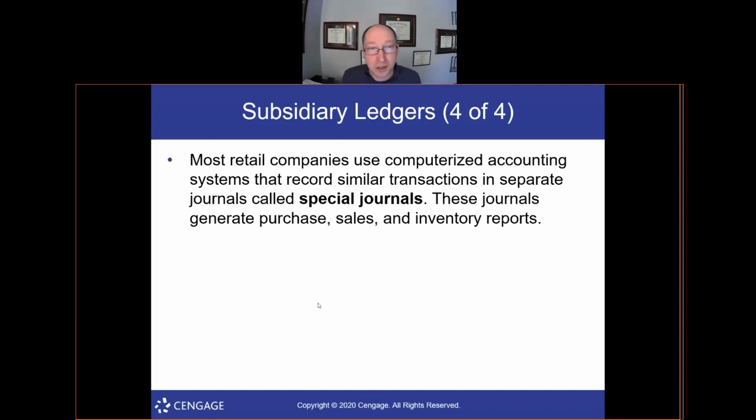Most retail companies use a computer system. No kidding. We call to record transactions. You know how they have that little barcode reader? That's a computer system. And when we scan the barcode, the computer recognizes the sale, and it's automatic, which is really cool. That gets recorded in what we call a special journal.